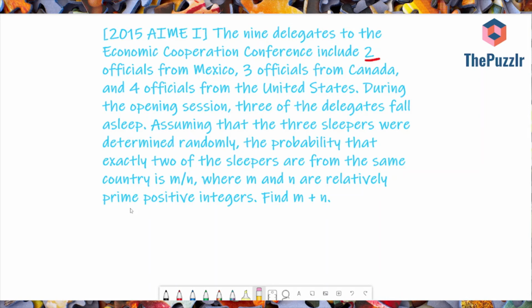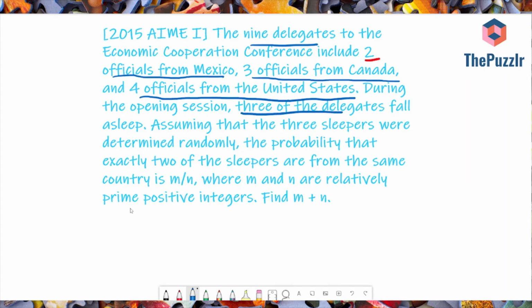We're given 9 delegates. They include 2 officials from Mexico, 3 officials from Canada, and 4 officials from the United States. During the opening session, 3 of the delegates fall asleep. The 3 sleepers were determined randomly. The probability that exactly 2 of the sleepers are from the same country is m over n, where m and n are relatively prime positive integers. Find m plus n.